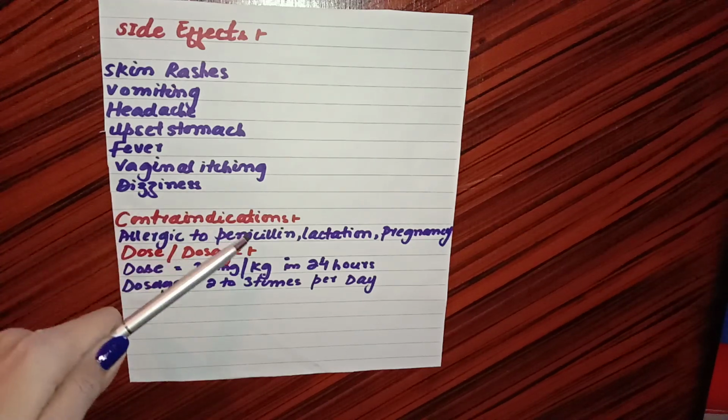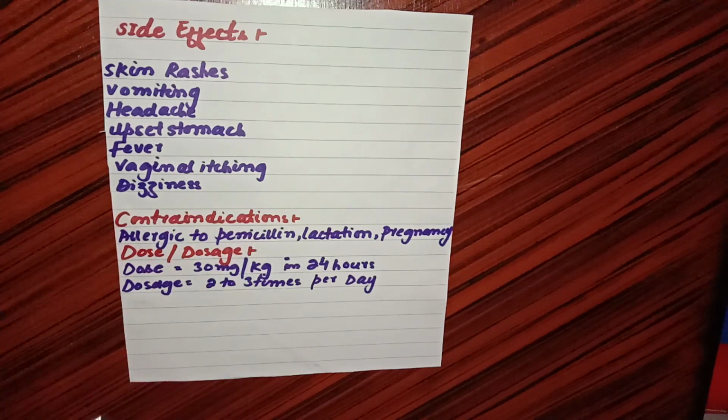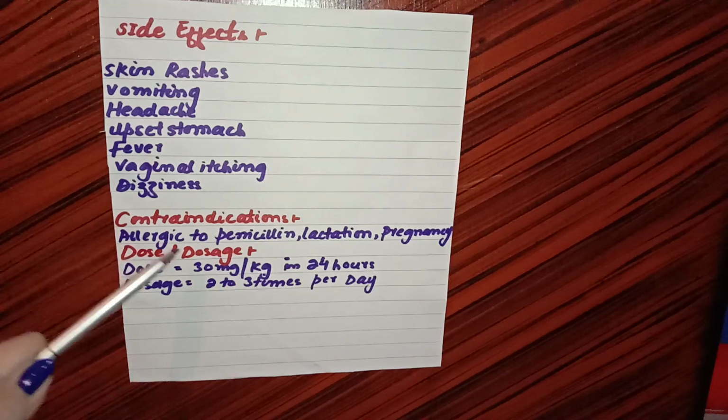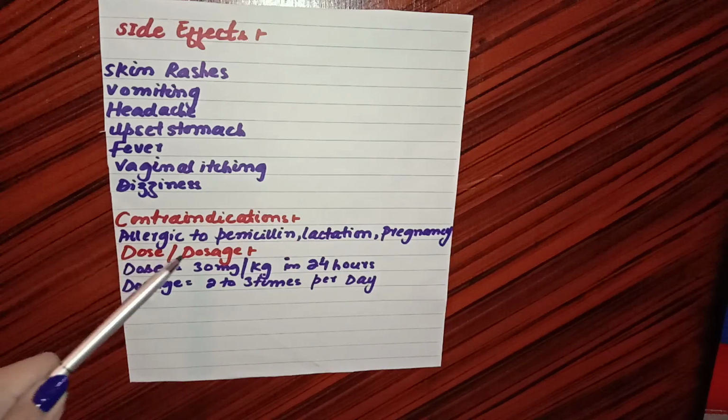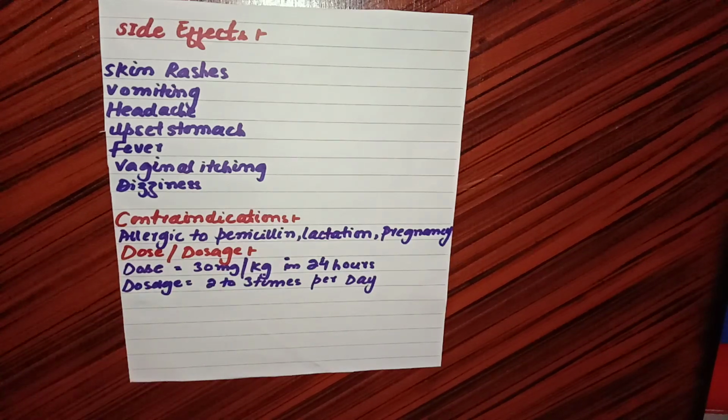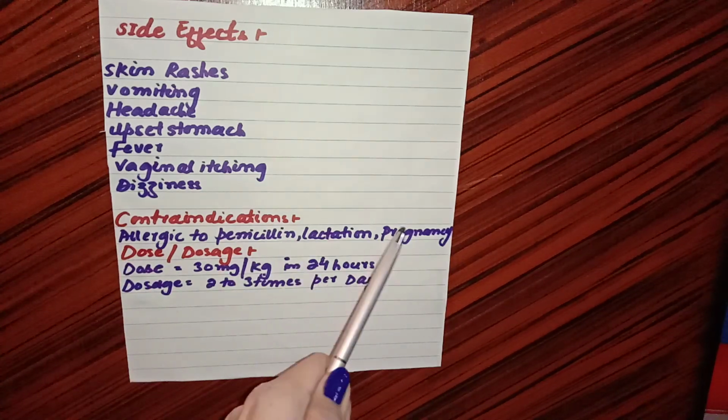Now the contraindications of Augmentin, like it is contraindicated in allergic patients, in people who are allergic to penicillin, and it is contraindicated in lactation and in pregnancy.